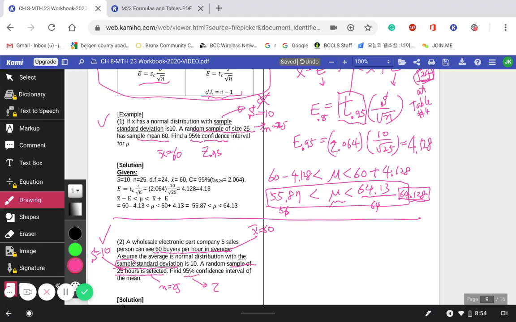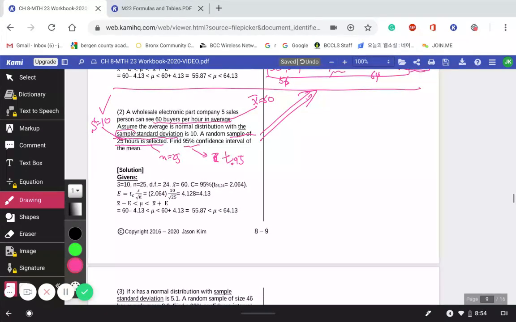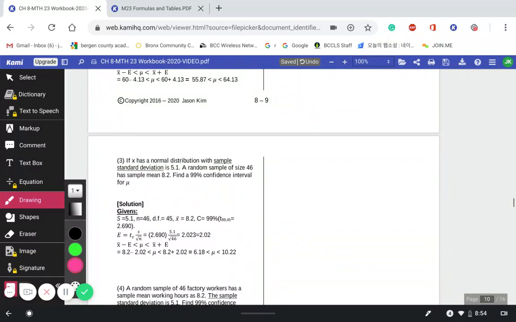95%, so they want to find, in this case, t, right? T of 0.95. So I made a mistake. So this should be t of 0.95. So the second question is exactly the same as the first question. So you follow the same method. Okay. Any question?